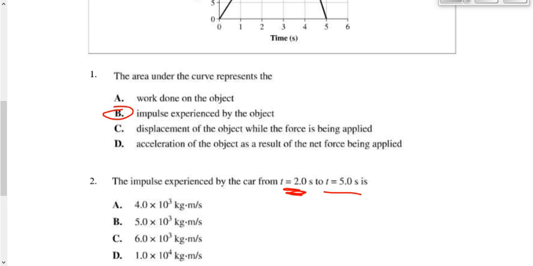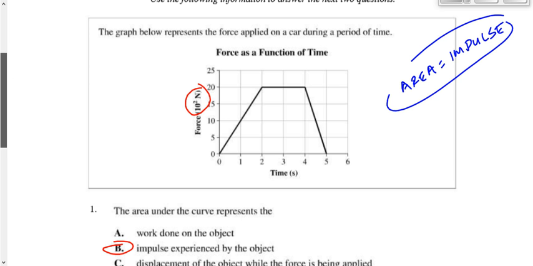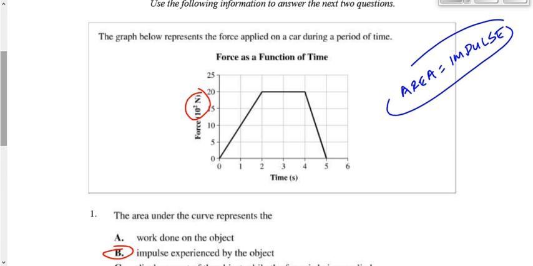I don't know about you guys, but when I see this, I know area equals impulse, right? So I automatically just go up and find the area of the whole thing. But in this question, clearly, they're not asking for the area of the whole thing. They're only asking for the area of section 2 and section 3, from 2 to 5 seconds. So we can do that. In fact, it makes it easier, because there's one less calculation to do. But it's only easier if we catch what they're asking, okay?